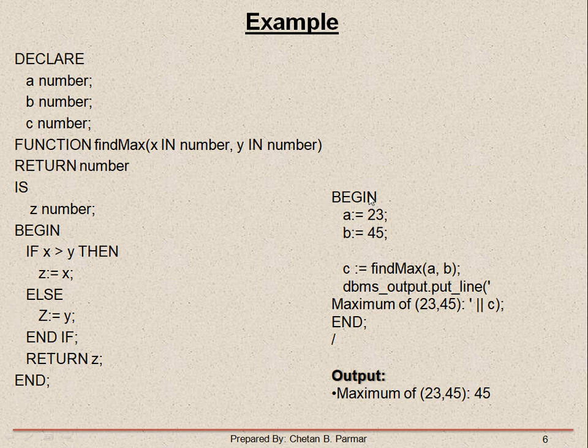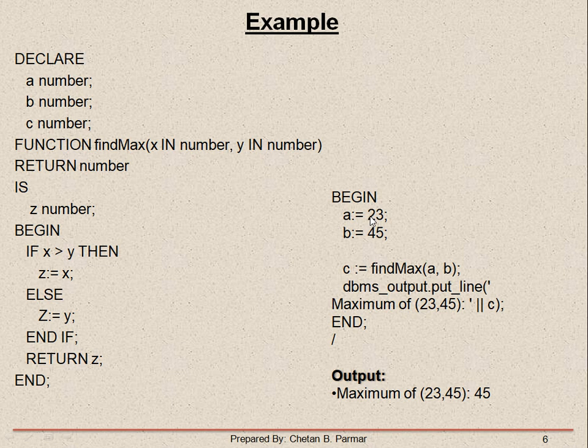Now the begin section of the PLSQL block. Here first I am assigning values to the variables a, b and c. So a will be assigned 23, b will be assigned 45. Here c contains the maximum value of a and b, so I am writing find max, and a and b are passed as arguments to the find max function. And here I am writing dbms underscore output dot put underscore line, maximum of these two values is c. So whatever value it gets from the function will be displayed here.